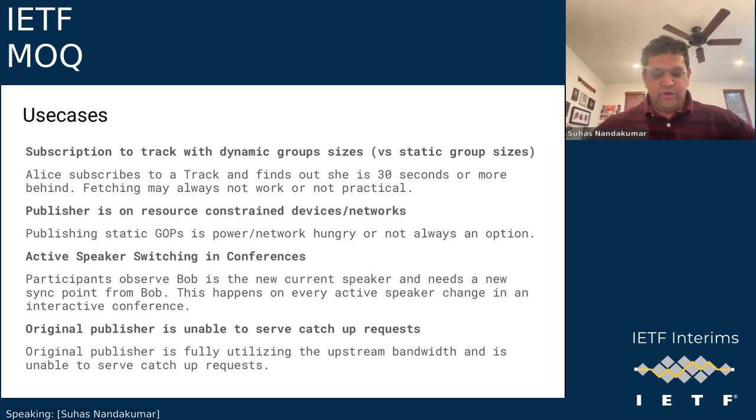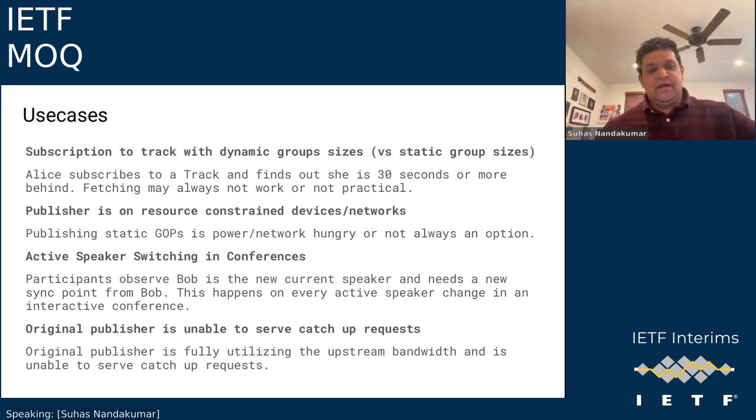If I take that requirement and put it in some set of flows, the first one would be where you subscribe to a track with dynamic group sizes versus static group sizes. A typical example would be Alice subscribes to a track and she finds out that she's 30 seconds or more behind the beginning of the group. There are two options, right? Alice can go and fetch things from the cache. If she gets the answer from the cache, she can sync up quickly and everything is fine. If not, there's no way to ask the publisher to have a new IDR or a keyframe generated, and it might not always be practical to have things in the cache.